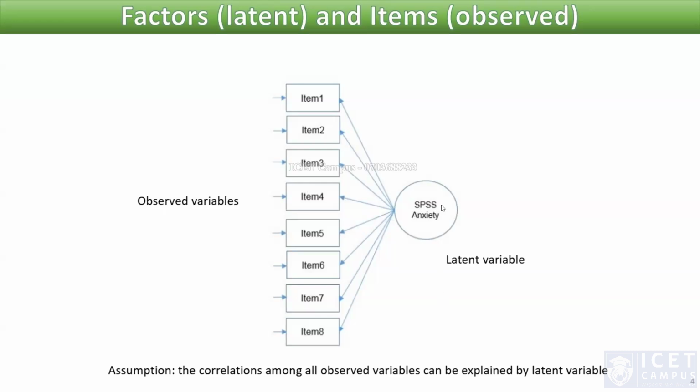Right, for example, SPSS anxiety. If we consider motivation, again it is a latent variable, right? So likewise, in a psychological context, sometimes it is very difficult to measure a latent variable directly. For that, we need to use a set of items. There is a set of questions in a questionnaire, and using that set of questions we can find these latent variables.